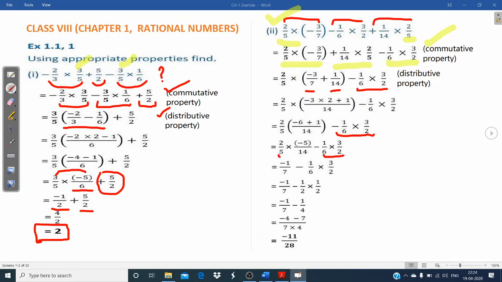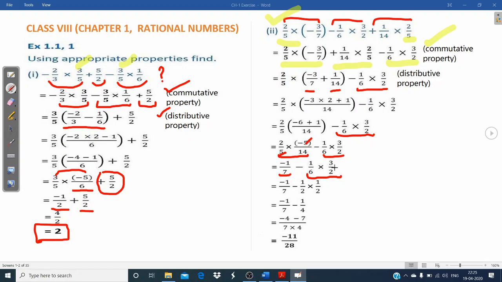Again, you can see we have reduced this expression to 2 terms now. Previously there were 3 terms, now it is reducing step by step. So next step, you will reduce this. 5 and 5 can be cancelled out. 2 ones are 2, 7 twos are 14. So what you will get here is minus 1 by 7. Then minus 1 by 6 into 3 by 2. So we will solve this part also.